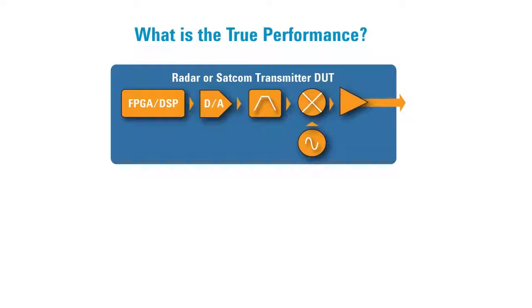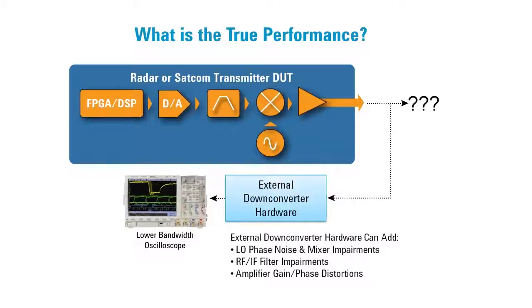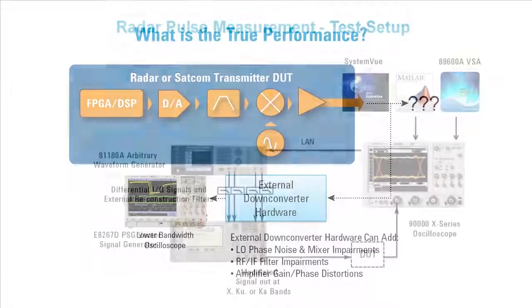Measuring the performance of radar transmitters in an accurate and cost-effective manner offers many challenges. It is difficult to measure high-frequency and wide bandwidth transmitter outputs directly, and when down converter hardware is used, it adds its own impairments into the test signal. In this video, we show how radar transmitter outputs can be measured directly up to 32 GHz without the use of external down converter hardware.